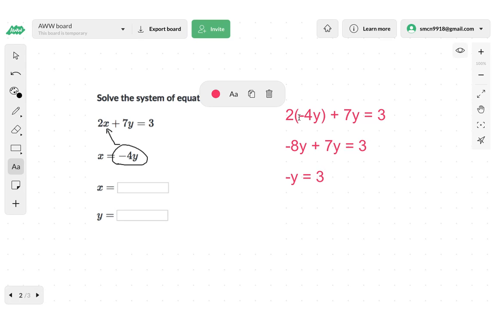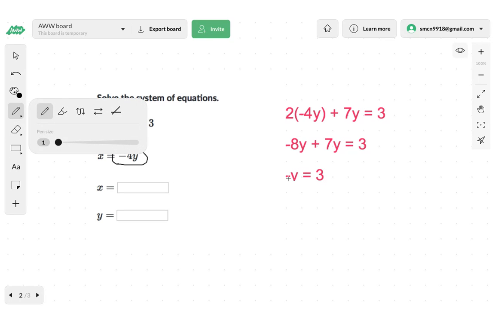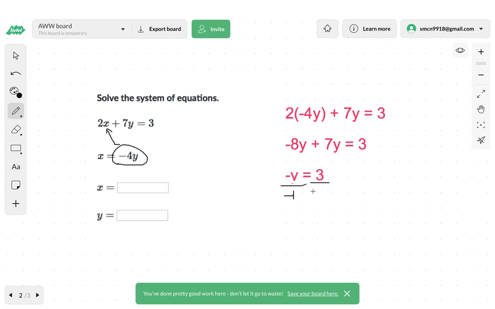equals 3. So now in order to solve this, because your y is not alone, what's really here is that negative 1, so you're going to want to divide by negative 1 on both sides. Okay, so y equals negative 3. Okay, so we found one of the variables.